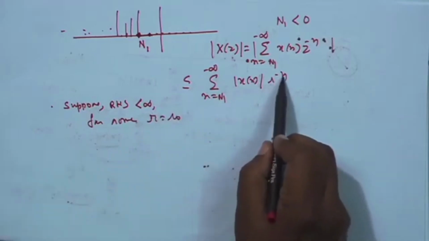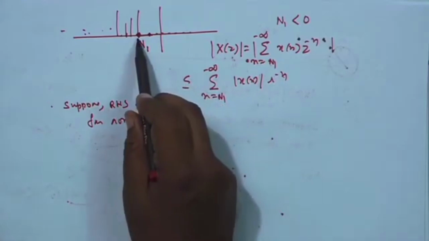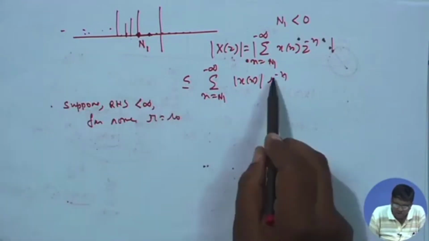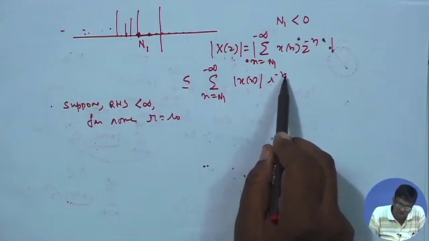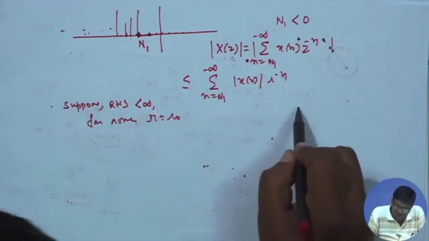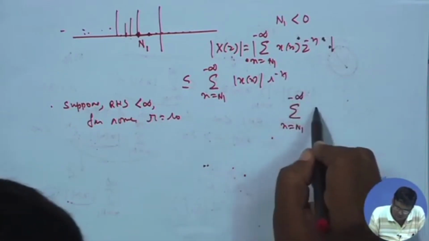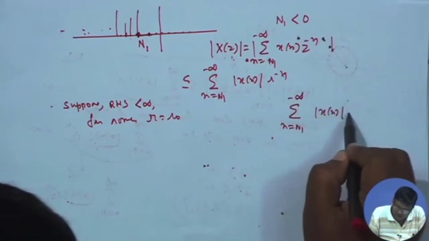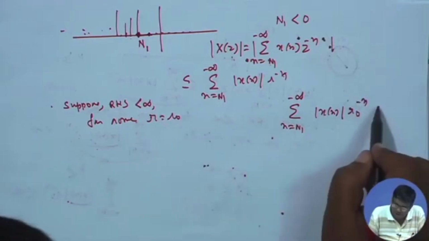Remember, here n has a minus sign, but n is taking negative indices, capital N1 is negative, and further we go to the negative. So negative, negative, positive. So basically positive powers of r are coming. Now, if this is true, that means I am assuming the summation over n equal to minus infinity of mod x n r naught to the power minus n, if I replace r equal to r naught, this is finite.